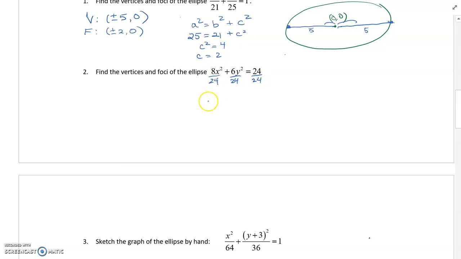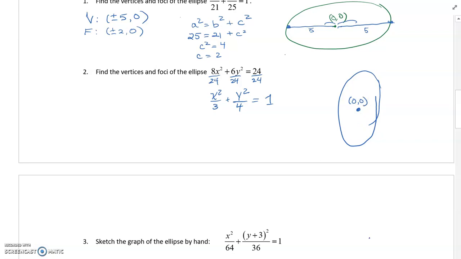If we divide through by 24, then the first term I can cancel an 8 out, and that becomes x squared over 3. In the second term, I can cancel out a 6, and I get y squared over 4. And on the opposite side, I get the 1 as I want it. And so now we can see that h and k are 0, because you can think of the x squared as x minus 0 squared, and the y squared as y minus 0 squared. And the larger number is under the y. So this time it's a vertical ellipse, centered at 0, 0.